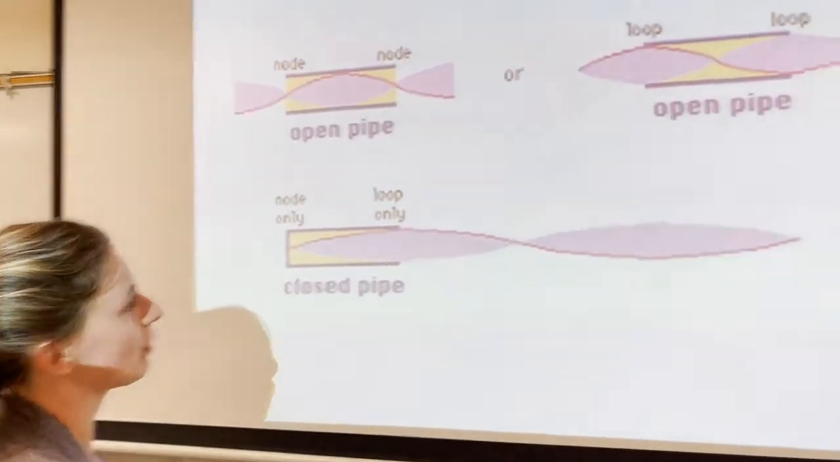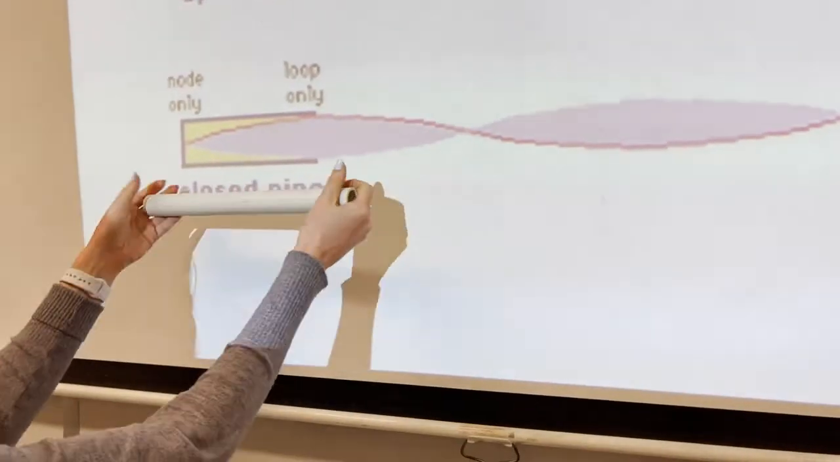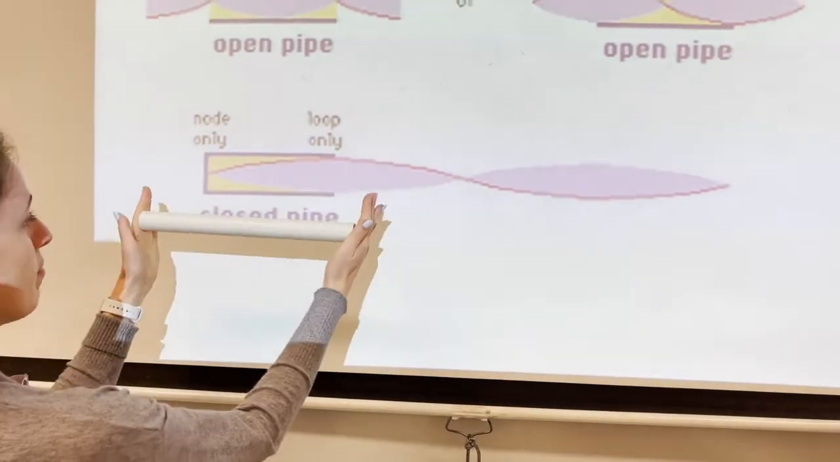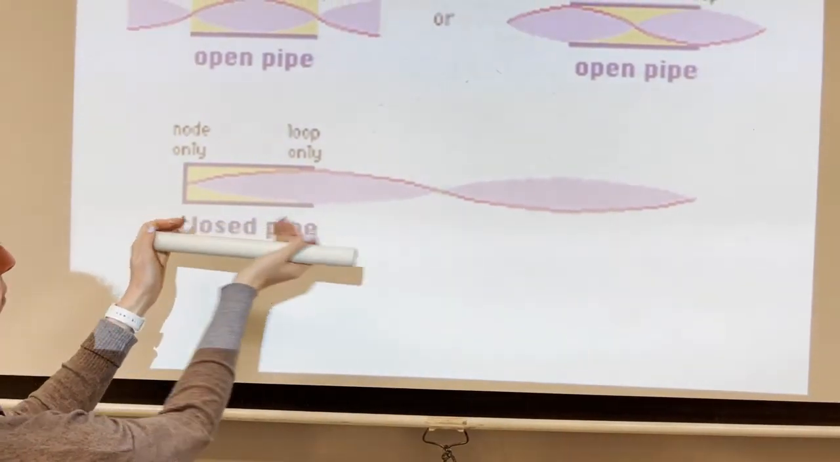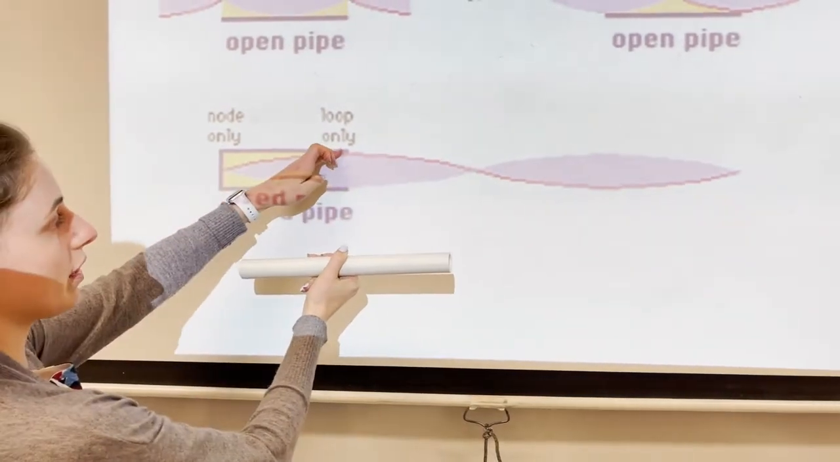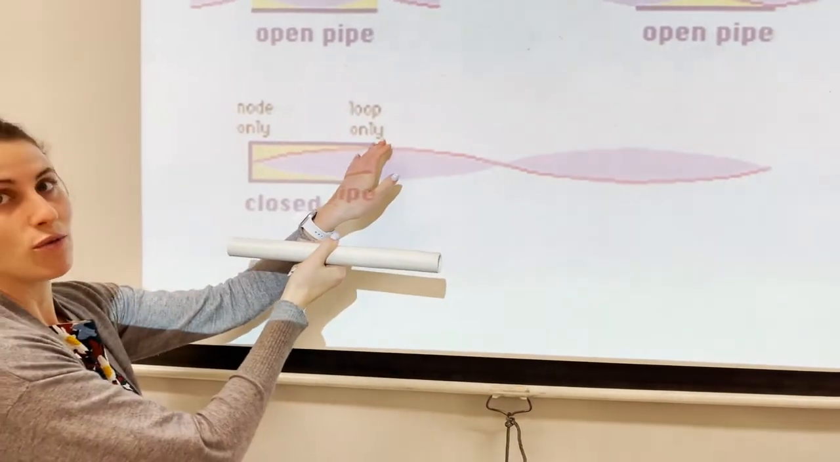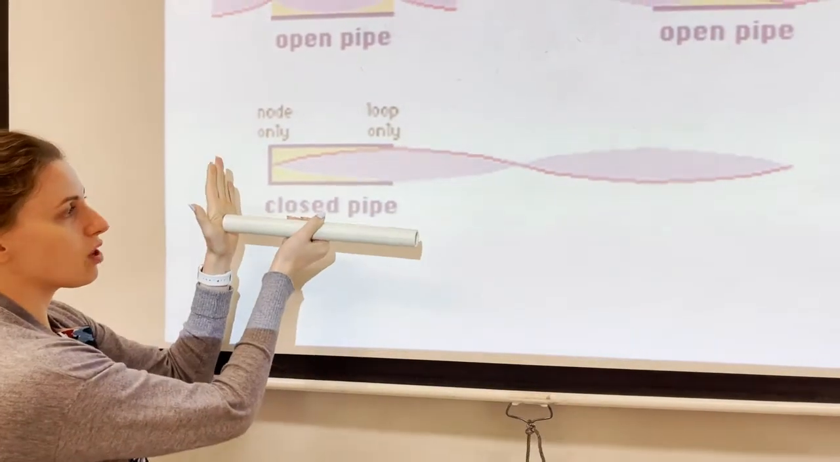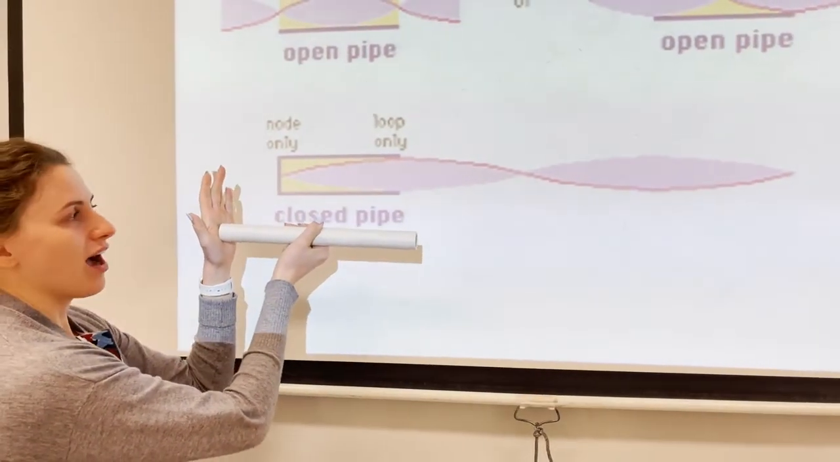So here is a picture, right? If this little chunk right here is my pipe, that's my closed pipe right here. Now, how much of a wave do I have in there? 1/4 of a wavelength inside. So how long is the whole wave?